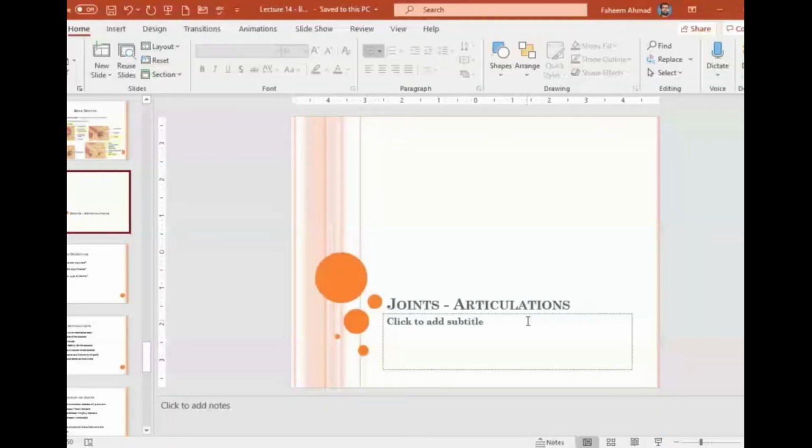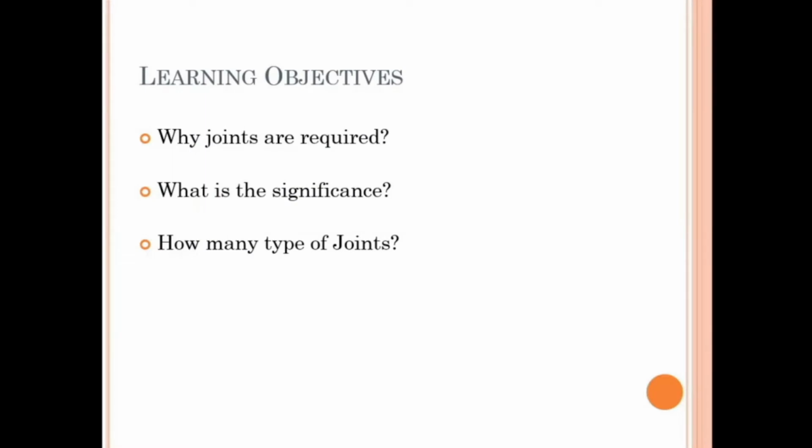Okay, joints. One of the major parts and components of the animal skeletal system, after cartilage and bone. No skeletal system can give flexibility to move the animal and to do other maneuvers without having the proper joints and articulation system. So in this lecture, we are going to discuss what the joints are, how they are formed, what their significance is, and how many different types of joints exist in animals.